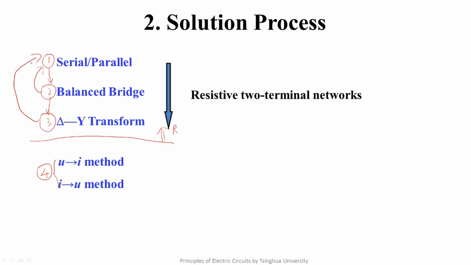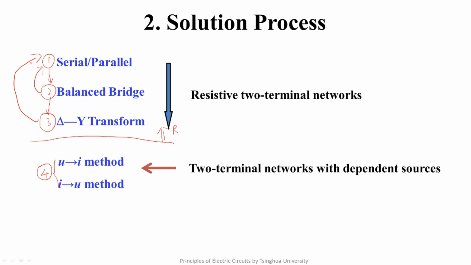But for the two-terminal network containing dependent sources, we need to use the method U2I or I2U to solve it. Of course, for some special cases, we can only use the U2I method or I2U method. We will discuss it in the subsequent lectures. We can find out the equivalent resistance of any one-port network without independent sources by using these methods. Well, that's the end of this lecture.